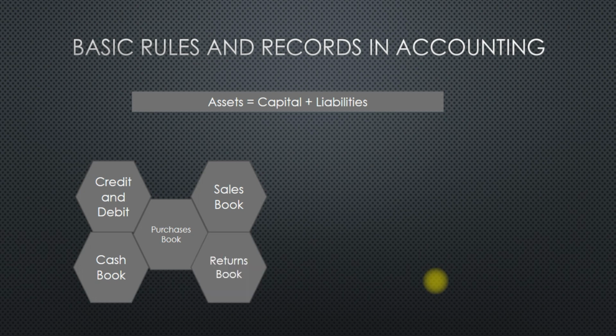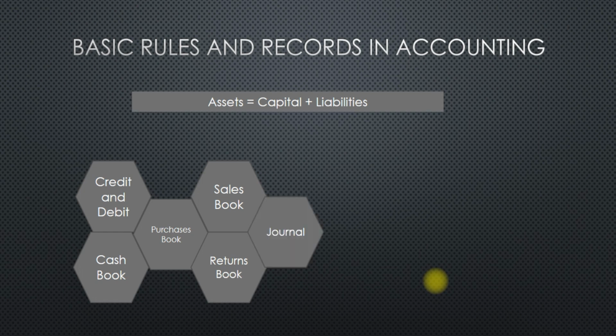Next is returns book. Goods returned to suppliers, which is returns outwards, since materials or raw materials are to be returned, and goods returned from customers, which is returns inward, or goods sold that are returned to the firm, are recorded in the returns book. So primarily the returns book is returns outward for materials to suppliers and returns inward for goods which are bought by the customer and returned to the firm.